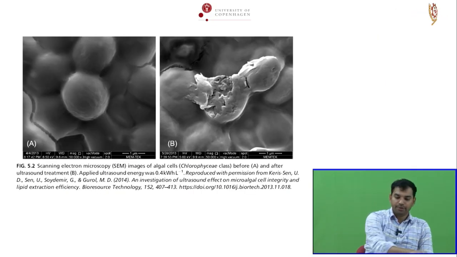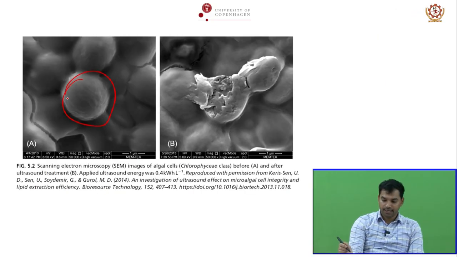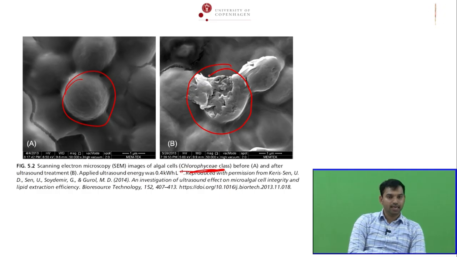Here is the microscopic image. This is a control sample and this is a microalgae. So you can see how it is actually damaging the cell. Once the cell is damaged, things come out, that's called extraction.